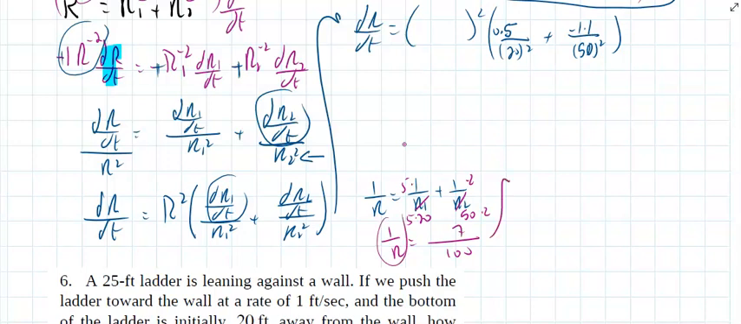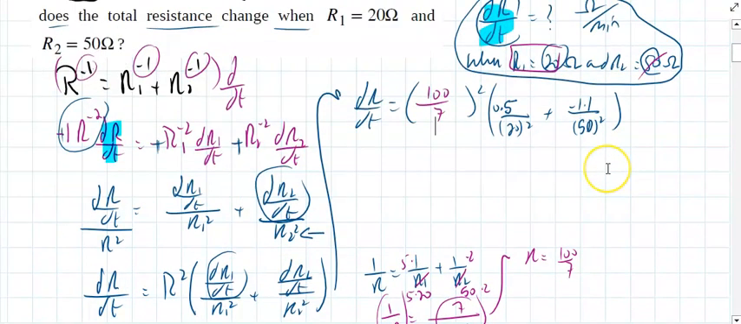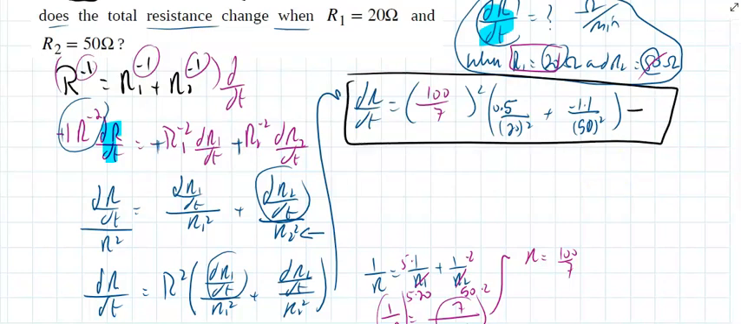If I take the reciprocal of this side, that will be the reciprocal of this side. So r is 100 over 7. Now, I could throw all of this in a calculator. You could leave your answer like that, but I need the units as the last stage. That's going to be in ohms per minute.